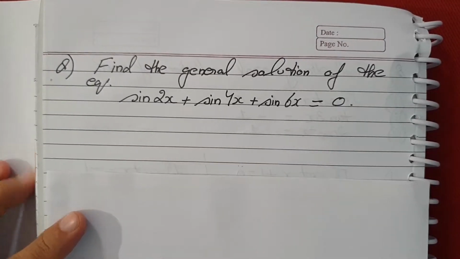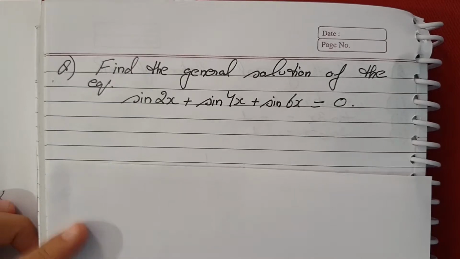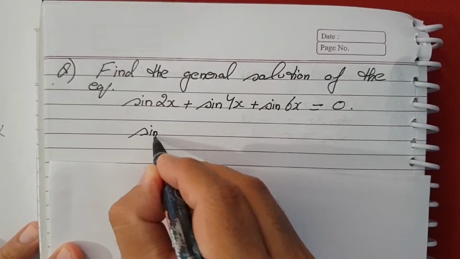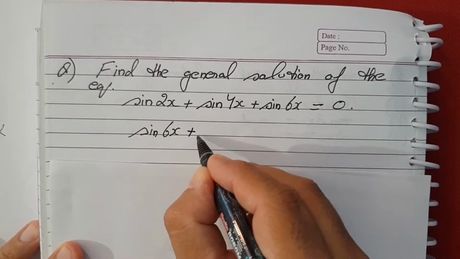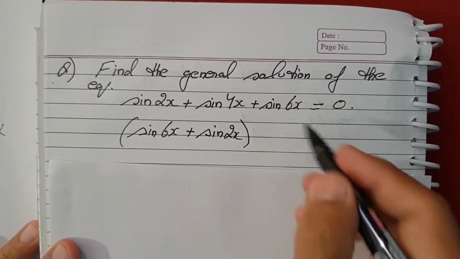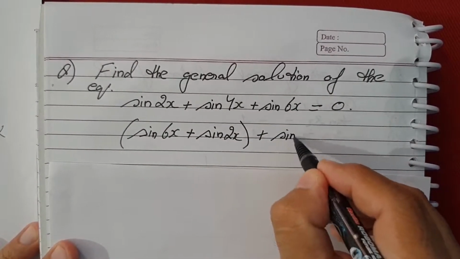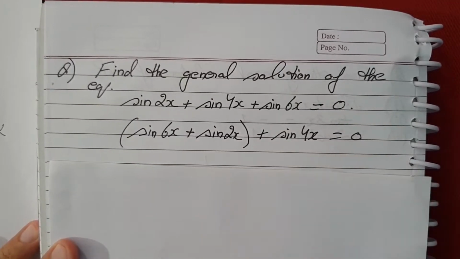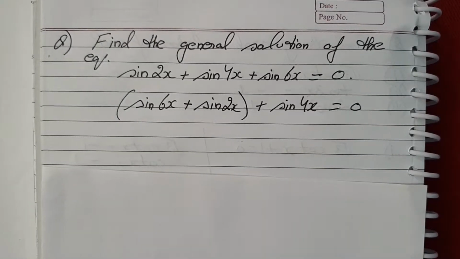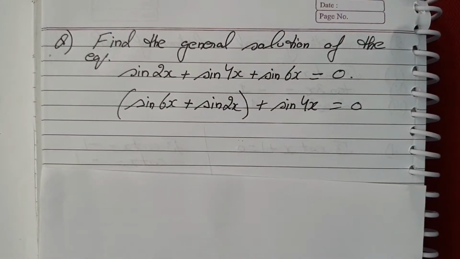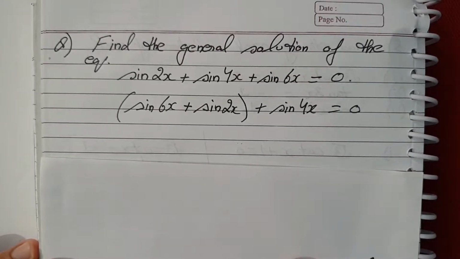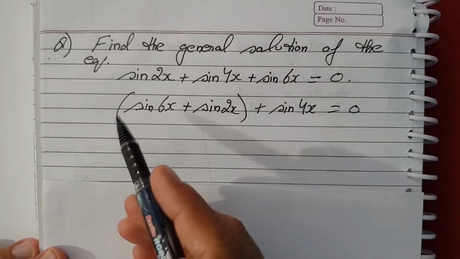So the equation will be sin 6x plus sin 2x plus sin 4x equals 0. Now in this you can use the formula sin c plus sin d, which is 2 sin (c plus d) by 2 into cos (c minus d) by 2. So applying the formula and writing.